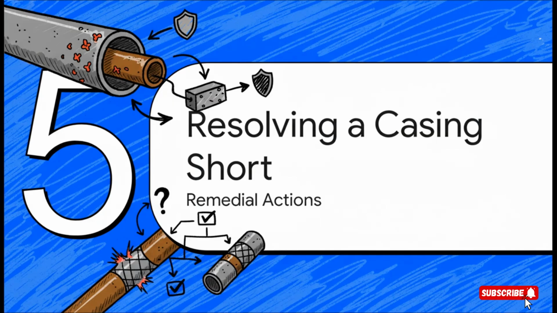Okay, so the diagnosis is in. We've done our tests, and we've confirmed we have a short. That means we have an unprotected pipe that could be corroding as we speak. So what do we do about it? Let's talk about the fixes.